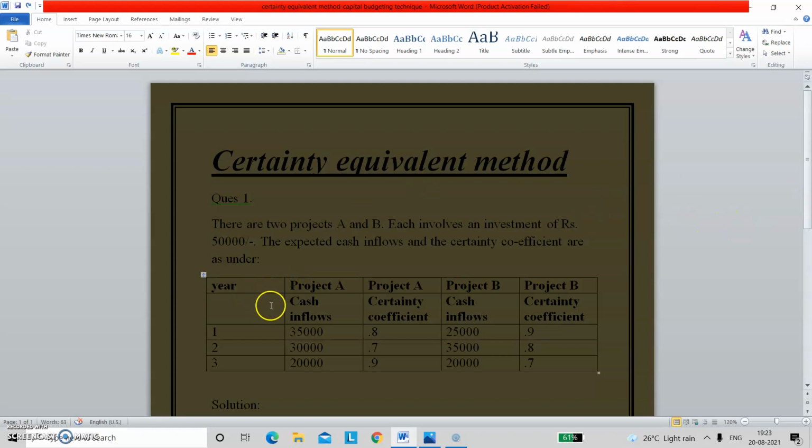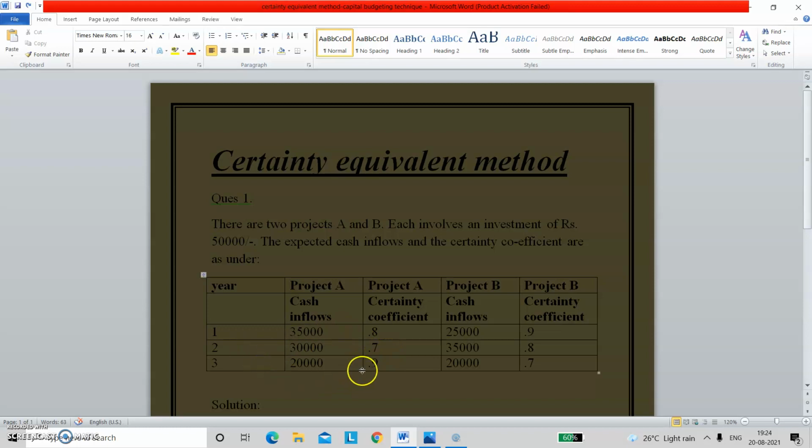So it is a 3-year project, years 1, 2 and 3. Project A has cash inflows as follows: in the first year the company is going to earn 35,000 rupees, in the second year 30,000 rupees, and in the third year 20,000 rupees. But what is the probability of earning these returns? The certainty coefficient is 80%, meaning there is an 80% chance that the company is going to earn 35,000 rupees, and 20% not.